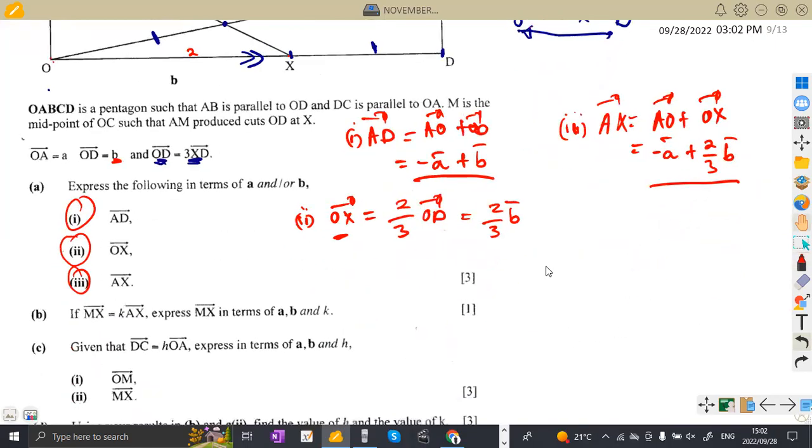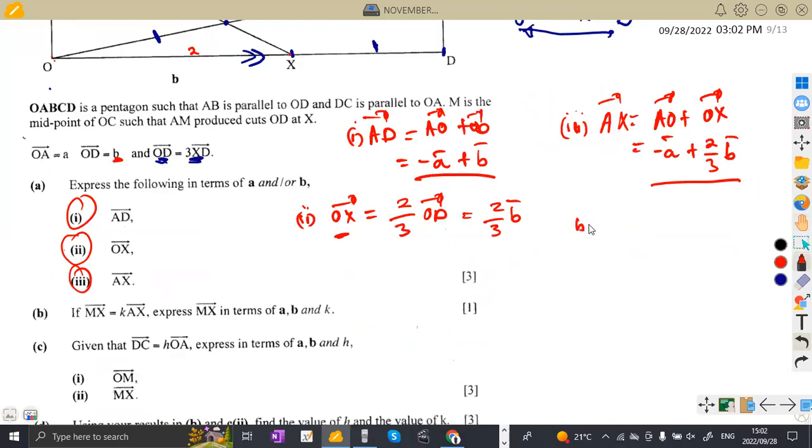Okay, so that was it. Let us move on to the other part, which is item B. On B, we are given that MX is equal to K AX. Are you seeing what I was talking about? This MX is equal to K AX, of which AX we calculated here. So it's a continuation, which means if this was wrong, this is also wrong. Everything is going to be wrong. So guys, I hope you understand what I'm trying to say.